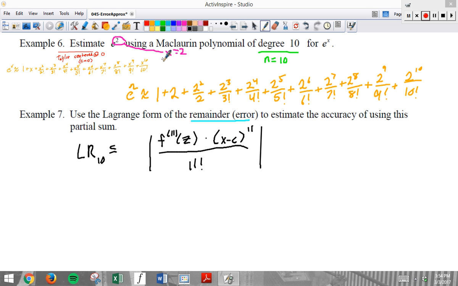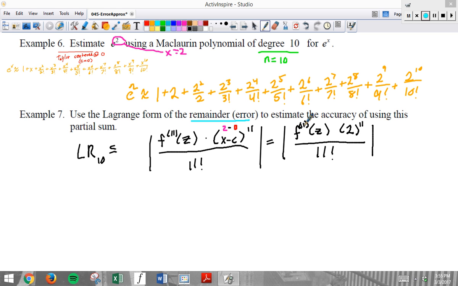Alright, again, x was 2. Why? Because I was plugging in 2 for x up here. And c was 0, so 2 minus 0. That's how I got 2 to the 11th. I do remember a lot of confusion about where that 2 came from. 2 minus 0, that's center. Okay, that's how I got that 2.